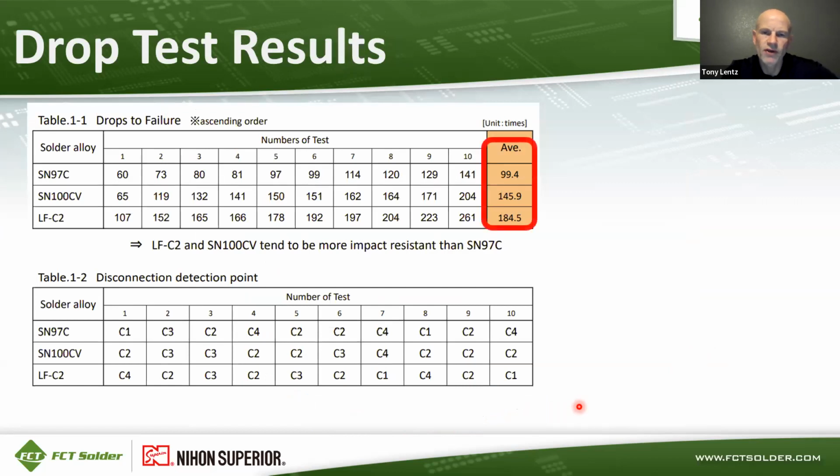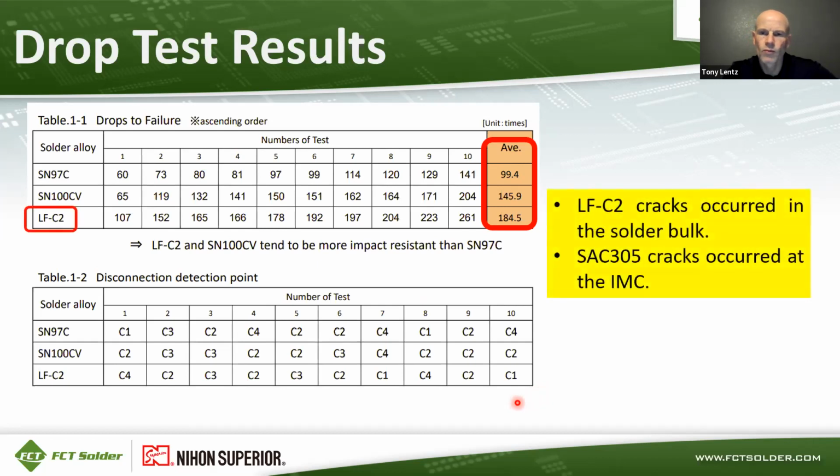Here's the average drops to failure again. Again, it's 99, 145, and 184 from SAC305 to S100CV to LFC2. And the disconnection point of the failures was all at the corners of this component, which is where the highest stresses are impacted upon the component. Cracking occurred in LFC2 in the solder bulk, but SAC305 cracking was only at the intermetallic compound.